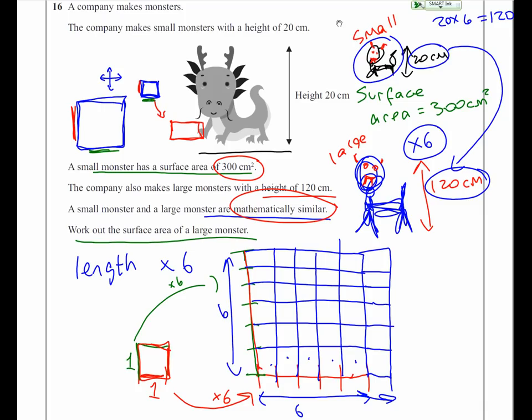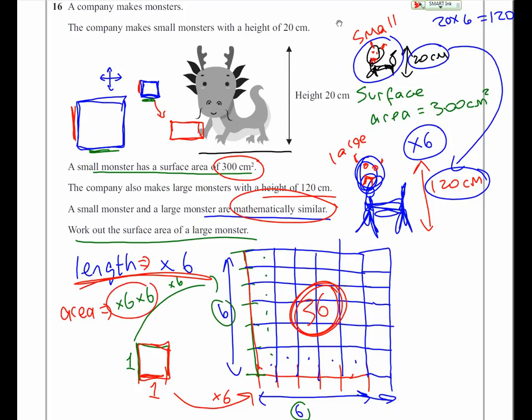Now, 6 by 6, how many squares are there? Well, you could count them all, or you could use maths. Count them all if you want. You're going to get 36. And if you know about area, you know how I've got 36. So hold up, the length was times by 6, but what's happened to the area? The area has been times by 6 here and times by 6 here. So it's been times by 6 and by 6 again, which is the same as times 36. And an area of 1 has gone to an area of 36.